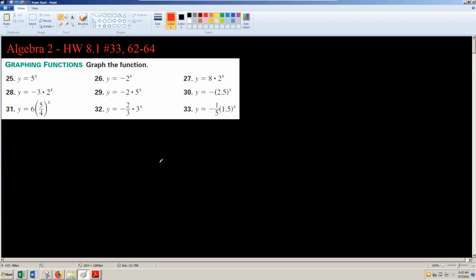So looking at the chapter 8.1 homework here, we're going to start out with number 33. So we're looking to graph this function. When I'm looking to graph this thing, there's a couple things I want to pick out first, and that's the a, h, and k values. I'll also look at my b value.